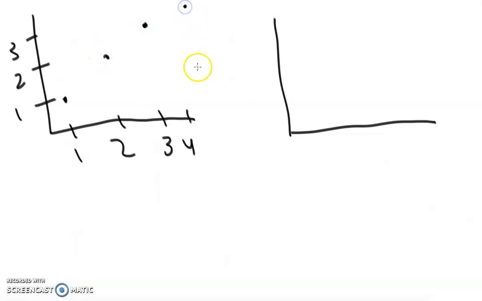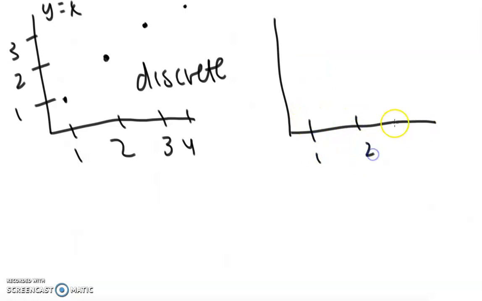Okay, as you can tell, this is just x. This is a y equals x graph. But the difference is, these are just points. They are not connected together, so that makes it discrete. On this one, on the other hand, 1, 2, 3, let's make it like that.